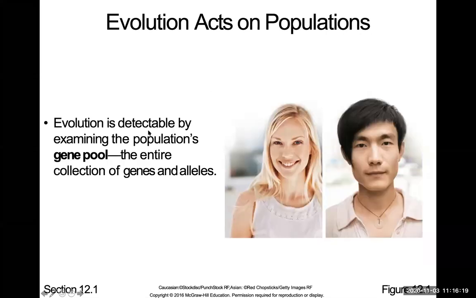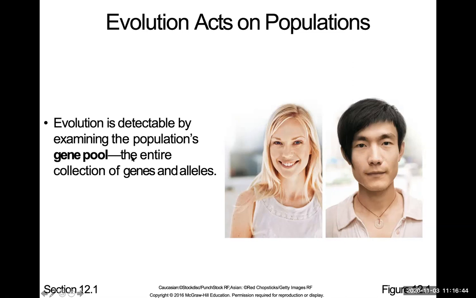Okay, so evolution is detected by examining the gene pool. Gene pool means the entire collection of genes and alleles. Let's say this is the population for San Jose. For San Jose population, we only have Caucasian people, and they have blonde hair and blue eyes. And this is the population in Asia. They have dark hair, maybe a little bit darker skin.